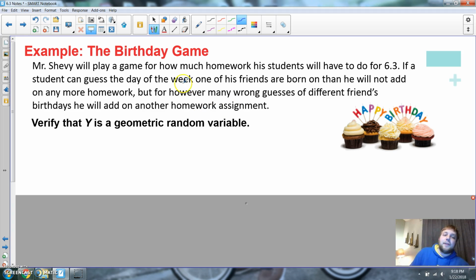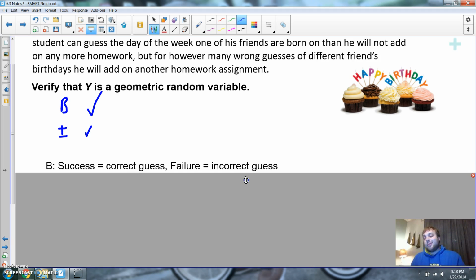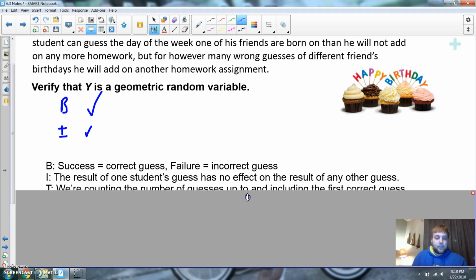Okay, so verify that this is a geometric random variable. So first of all, is it binary? Do we have a yes and a no, or a success and a fail? And I would say yes, we do have a success and a fail. Do we have independent? Well, as long as I'm coming up with different friends every time you guess, it is going to be independent, right? If I stuck with the same friend, then you guys would be able to guess. Success is a correct guess, failure is an incorrect guess. I, the result of one student's guess had no effect on the result of any other guess.